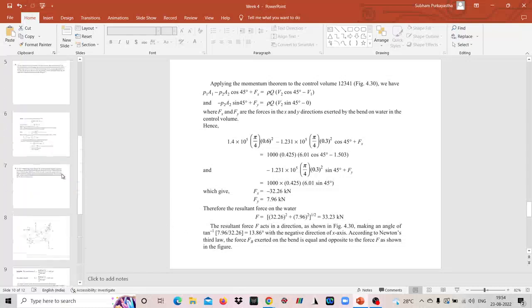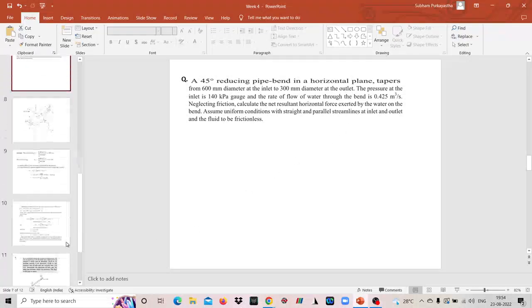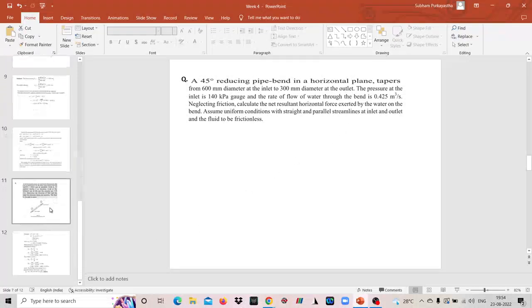See, this problem is also very simple, but you have to do it in two steps. In the first step, you need to apply the continuity equation to find the velocity values. Then you apply Bernoulli's equation to find the pressure head, and then you apply the momentum equation. So in a single problem, all three conservation laws, that is mass, momentum and energy, are being utilized.